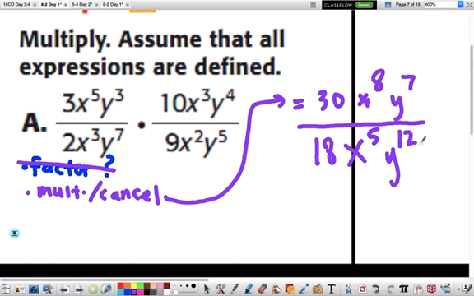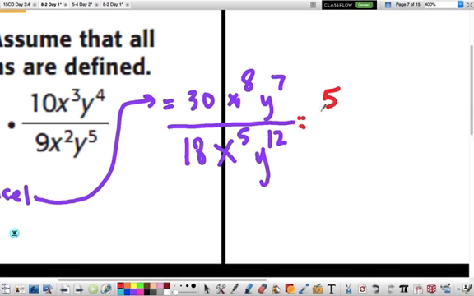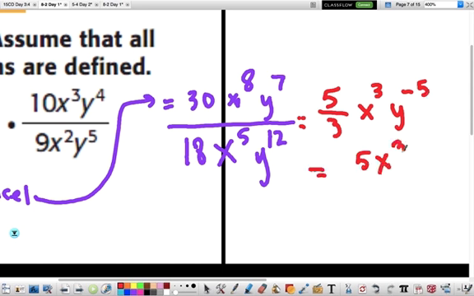Multiply. Now we cancel. There's a faster way to do it, but 30 divided by 18, well, if you think about it for a couple minutes, you'll see that 6 goes into this and 6 goes into that. So this is 5 over 3. Subtract exponents, 8 minus 5, so I get x cubed. 7 minus 12, so I get y to the power of negative 5. Don't erase if you wrote this, because this is also correct. 5x cubed over 3y to the power of 5. Both of these are correct.